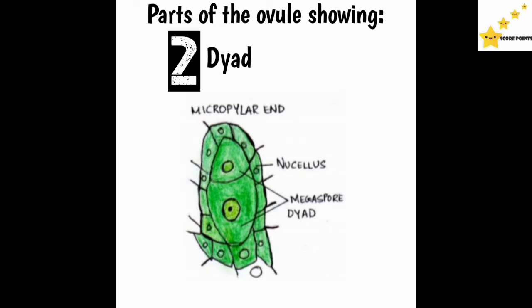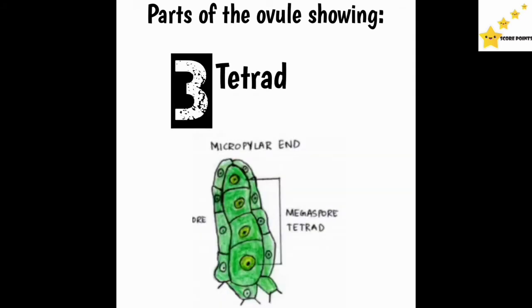The MMC divides transversely to form a two-cell stage called a dyad. So you can see the two-cell dyad structure. The two-cell dyad again divides transversely to form four haploid cells called a megaspore tetrad. Now we can see the diagram of the megaspore tetrad.